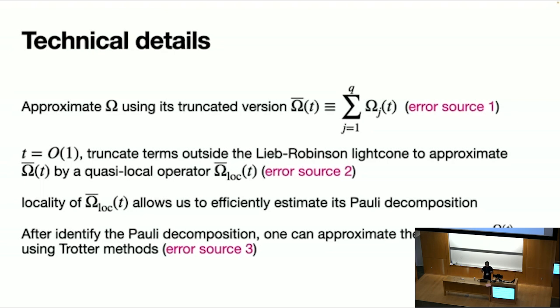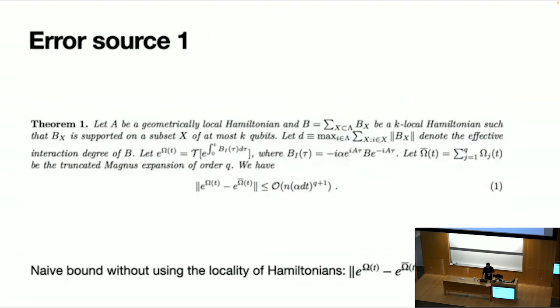And then after we do that truncation, we calculate the Pauli decomposition of the Magnus expansion. After we compute this Pauli decomposition, we use the regular Trotter approximation to approximate the evolution. So we have three different sources of error here.